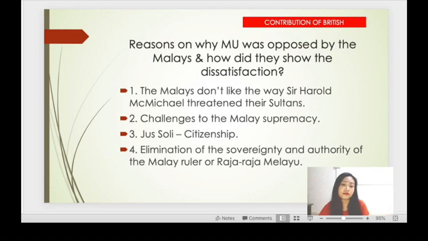The third one, jus soli citizenship. Okay, what is jus soli citizenship? Jus soli citizenship, a liberal nationality status quo, threatens the indigenous Malay people as the number of Malays became small due to the influx of immigrants.